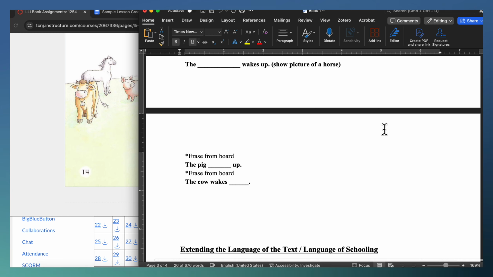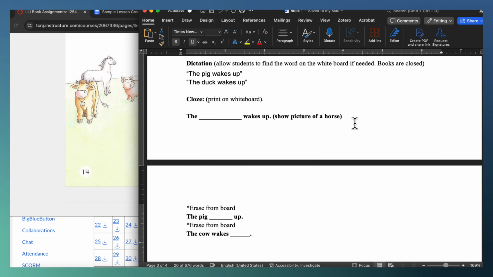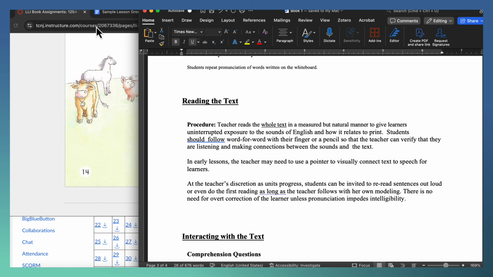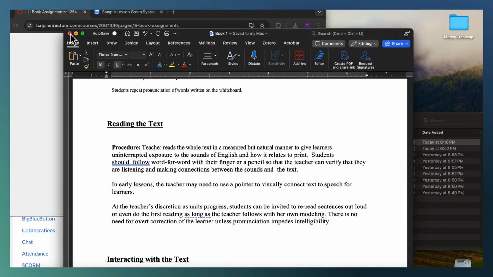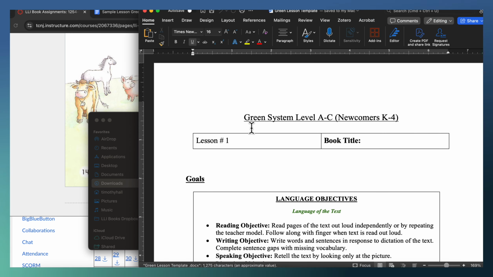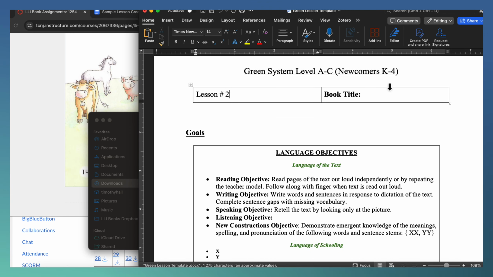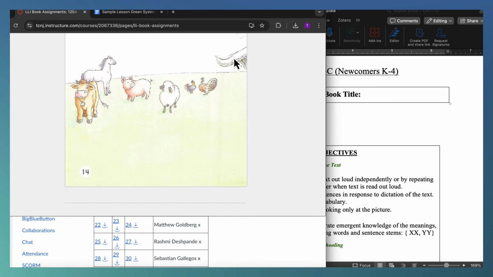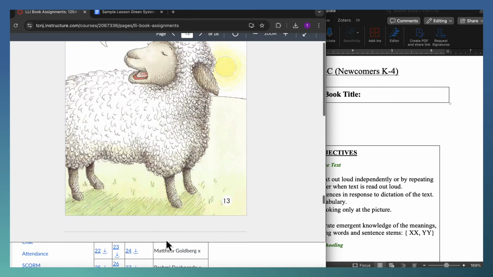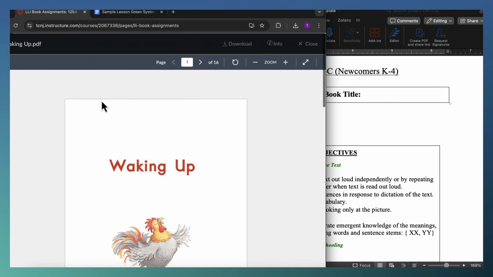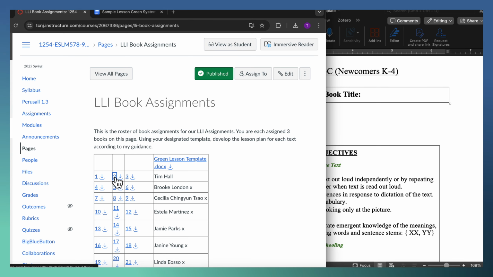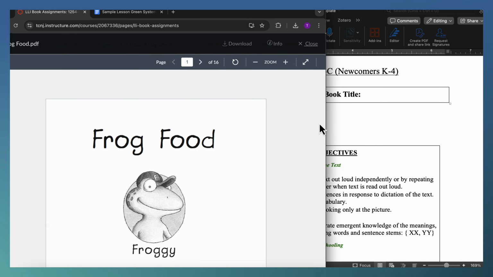So I need to make sure I save this. This is book 1. And then for book 2, let me open up my... Oops, that was book 1. Let me open up my green lesson template. So in lesson number 2, I'm going to have a new title. Oops. Lesson number 2, I'm going to have a new title. If it'll allow me to scroll up. All right. Lesson number 2, the book is called Frog Food.